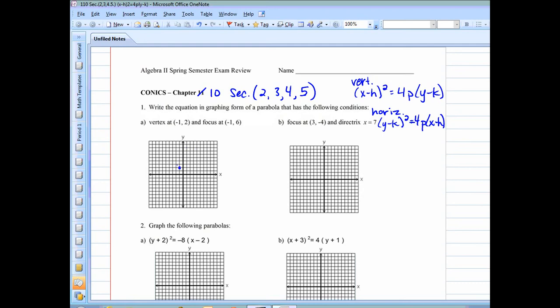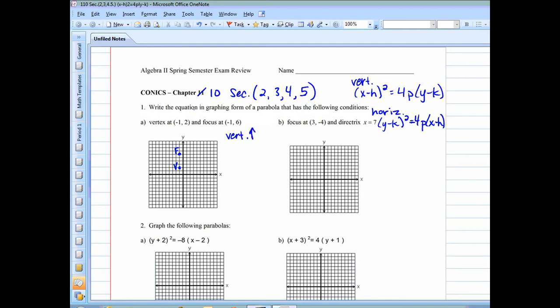So for part A, we have a vertex at (-1, 2), so we want to plot that point. And I'm going to call that V for vertex. And then the focus is at (-1, 6), and label it F for focus. So automatically I know that this is going to open up. Remember that the parabola contains the vertex. It curves around the focus. The directrix line is behind it. So this is going to open up, which means it's vertical and it's opening up.